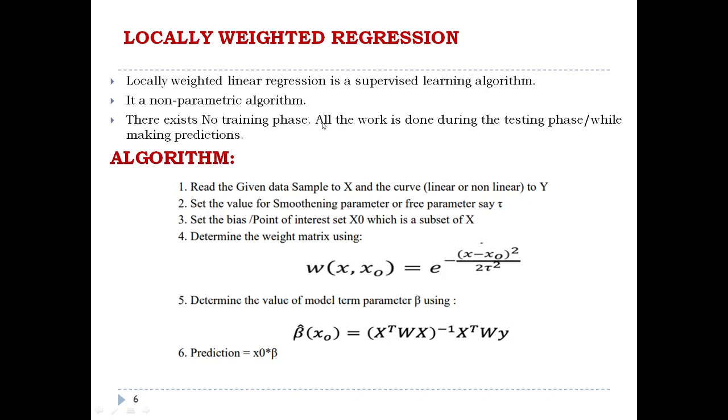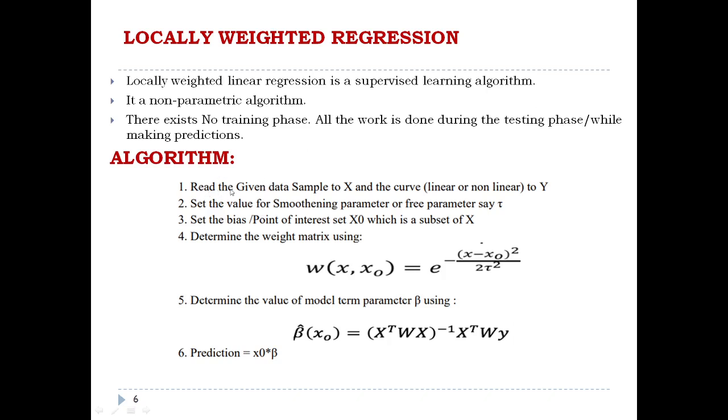So as I said, it is a supervised learning algorithm. It is a non-parametric algorithm, and what is very important here is that there exists no training phase. All the work is done during the testing phase, or while making the prediction. So it is similar to a KNN algorithm. In KNN also there is no training phase. When a new instance comes in the testing phase, it is going to make a prediction. So these are the steps for locally weighted regression.